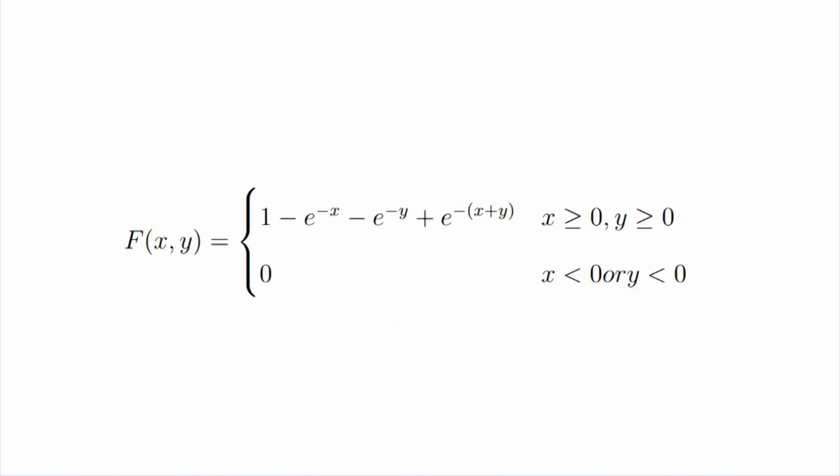Suppose f(x, y) = 1 - e^(-x) - e^(-y) + e^(-(x+y)) in the range x ≥ 0, y ≥ 0 and 0 otherwise is a distribution function, then obtain the probability density function.